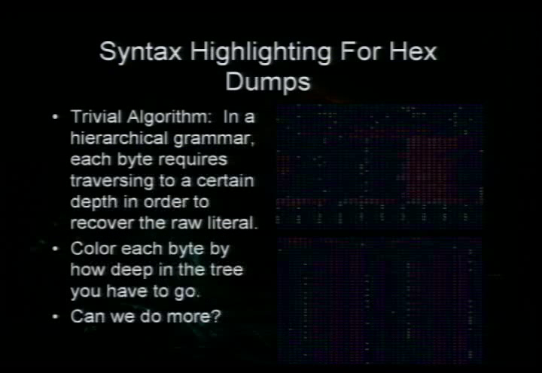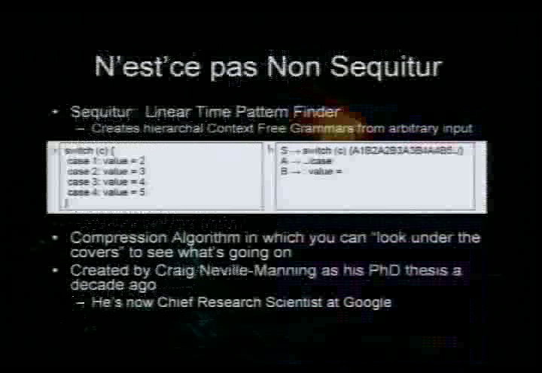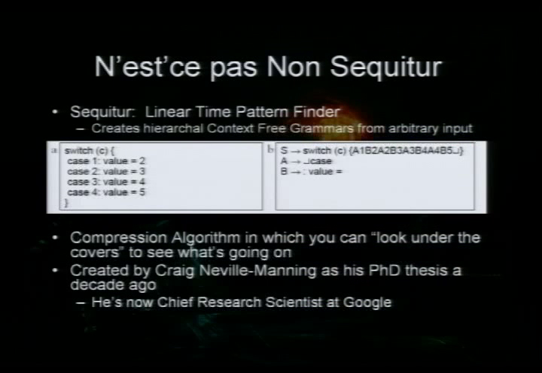So, here's what we're going to do. Oh, wow, that's totally not visible at all. You'll have to find me later to see the actual live version of this. But check this out, guys. In Sequitur, Sequitur goes ahead and creates a tree that you have to traverse to get back each byte. For example, for everything in case, you have to go down one level in the grammar to reconstruct the word case. So what we're going to do is take each byte, and render each byte by how deep in the tree we had to go to recover that particular byte.